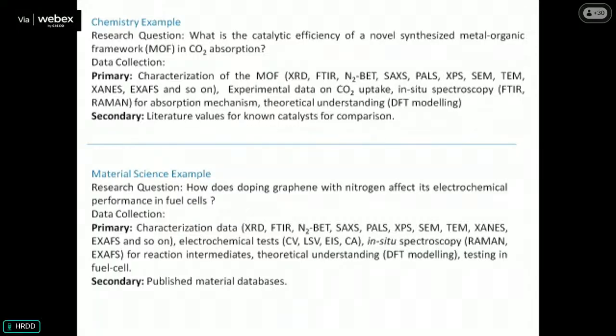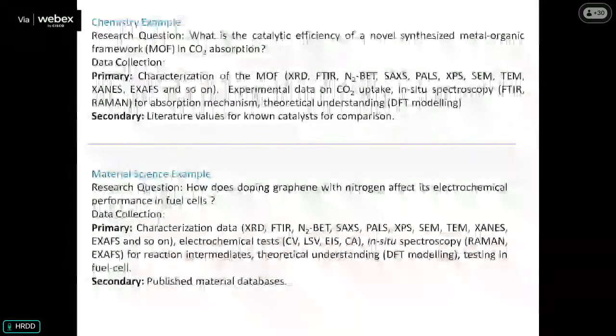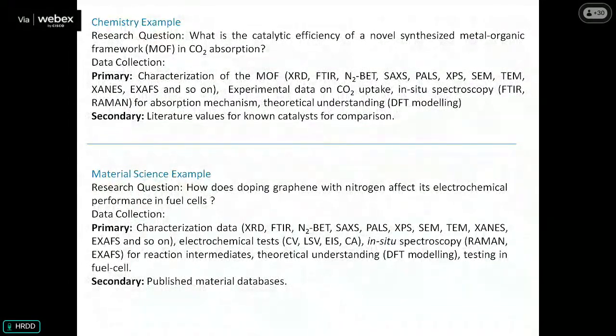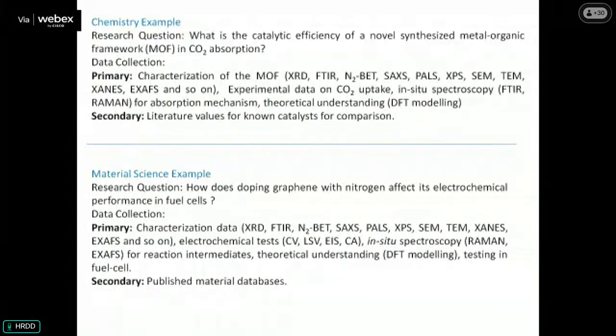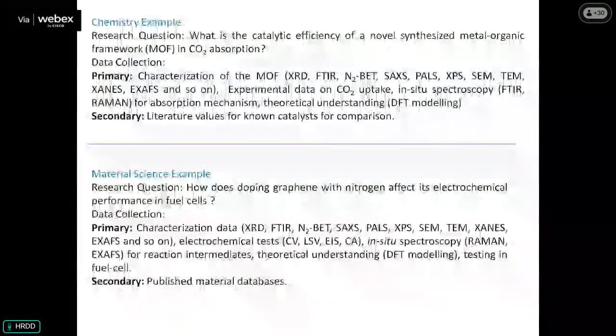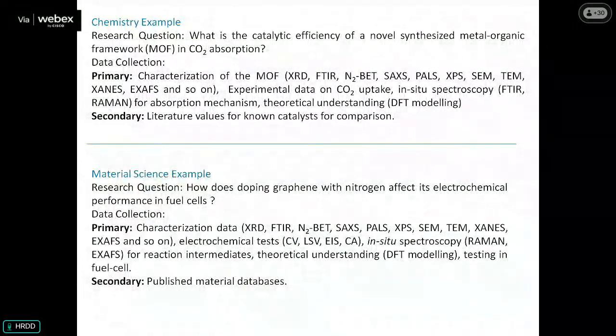So we will do in an electrochemical cell all these measurements like CV, cyclic voltammetry, linear sweep voltammetry, impedance spectroscopy, chronoamperometry, and then correlate with these data, structural data, and then find out the structure property correlation. This is what I keep saying, structure property correlation: we will get the structure and correlate it with the property.